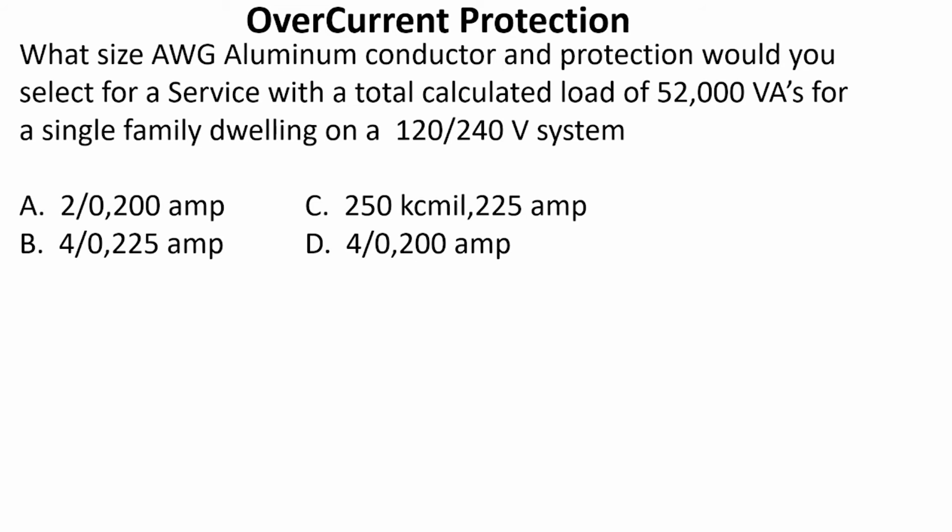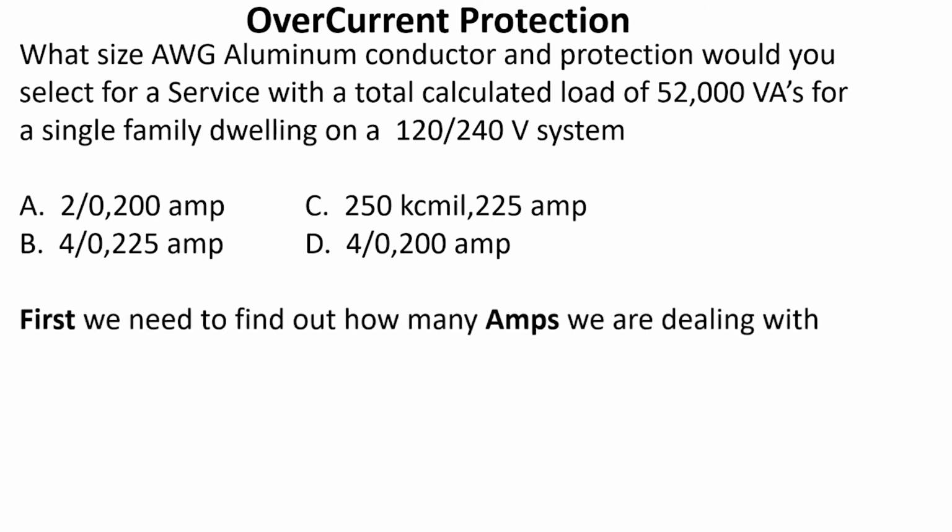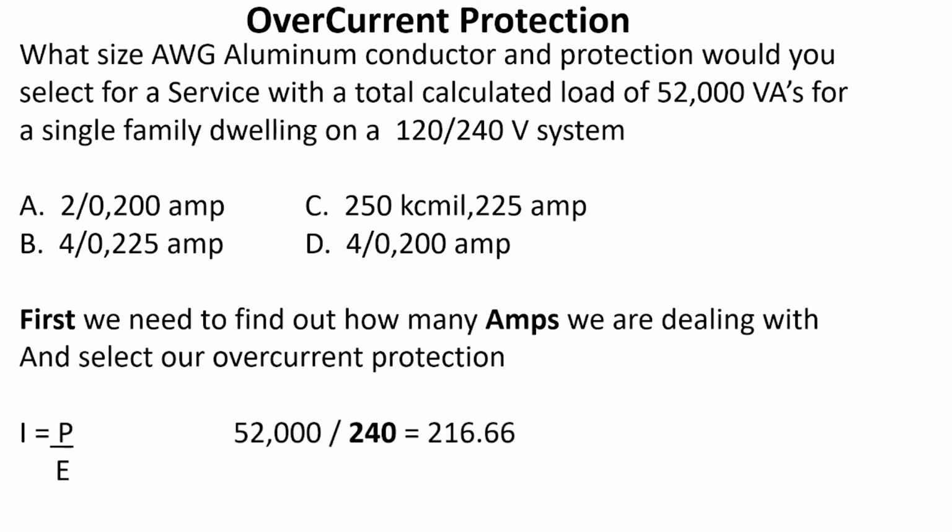What size AWG aluminum conductor and protection would you select for a service with a total calculated load of 52,000 VA for a single-family dwelling on a 120/240 volt system? First, we need to find out how many amps we're dealing with and select our overcurrent protection. We just divide 52,000 by our system voltage, which is 240, and you get 216.66 amps.